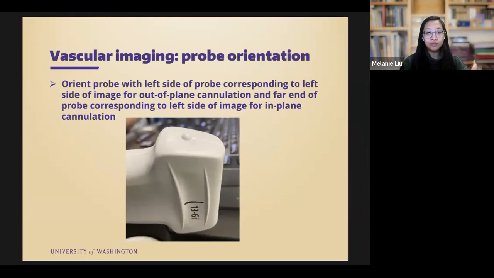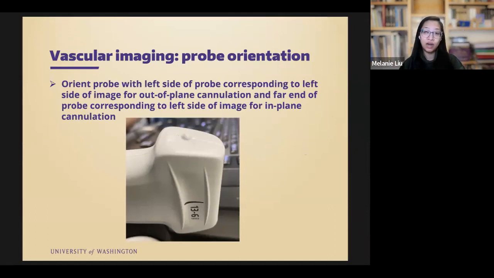And you want the left side of the image to correspond to the far end of the probe if you're doing in plane cannulation, where you're seeing the vessel in long axis. So, for example, if you're doing in plane, then this side should be facing you. One note here is, again, you always want the left side of your image to correspond to the movement of your needle, right?